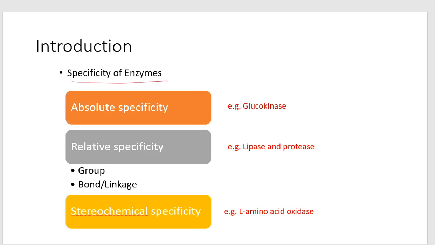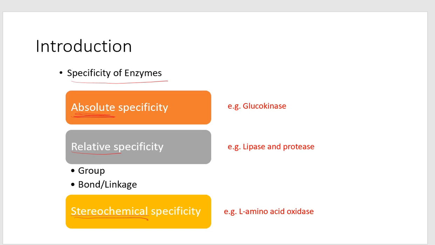So, specificity of enzymes. Enzymes are often very specific in the type of reaction they catalyze. So different enzymes catalyze different reactions. They are specific. We have absolute specificity, relative specificity, or stereochemical specificity. Let's look at absolute specificity. An enzyme with absolute specificity catalyzes the reaction of one and only one substance.